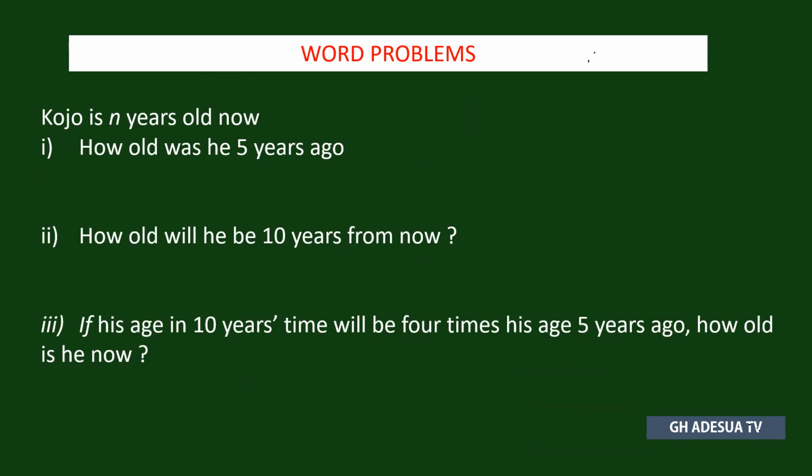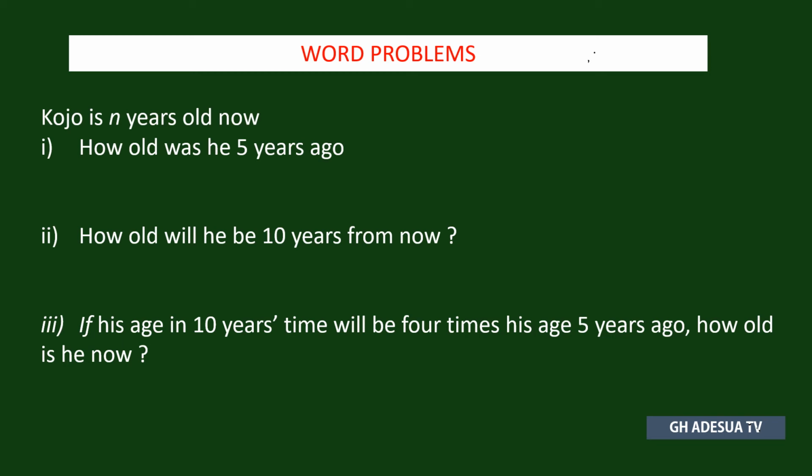Now in the next question, it says Kojo is n years old now. So currently he is n years old. How old was he 5 years ago? So let's take it one by one. So he's now n years. 5 years ago, how old was he? So let me just use numbers. Let's take that Kojo is 10 years now. I'm using a number to replace the n.